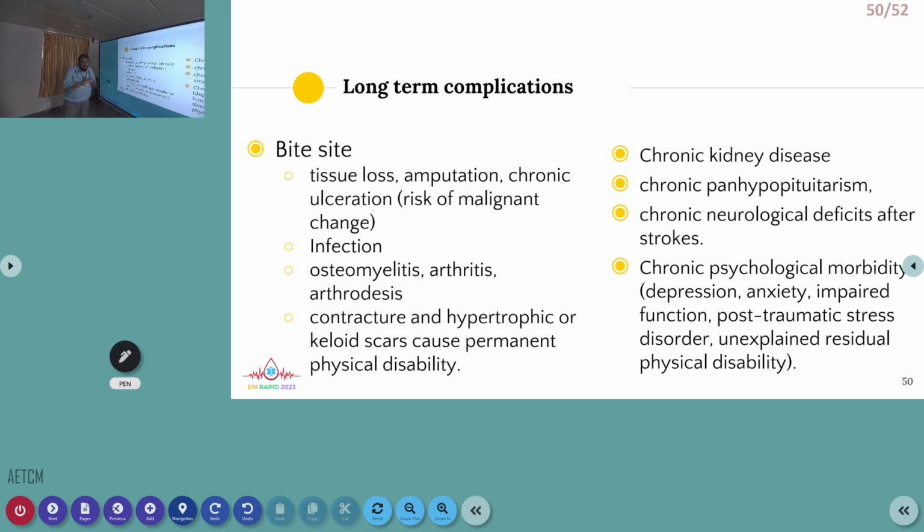It's a rapid revision because it has taken a longer time. But just remember that you treat the patient as per the clinical symptoms and you see whether there is any indication to give anti-snake venom or not.